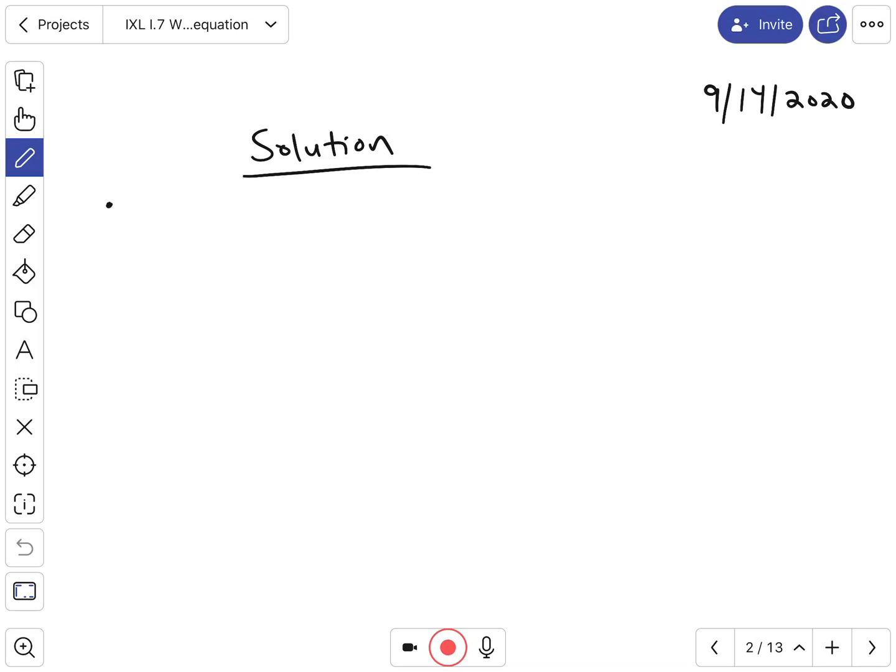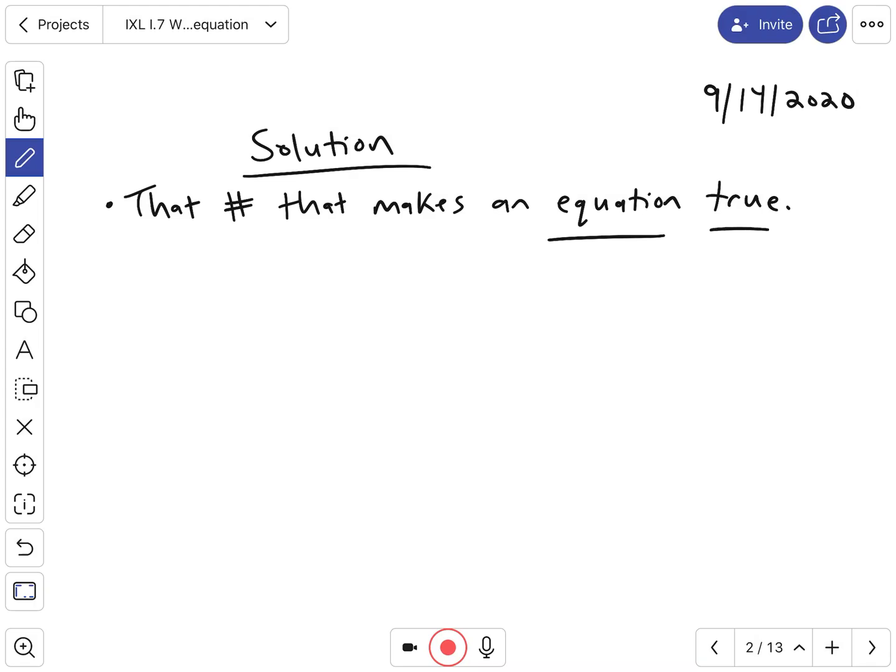And so the definition of a solution is that number that makes an equation true. So underline equation, underline true. That is basically the meaning of solution. Okay?